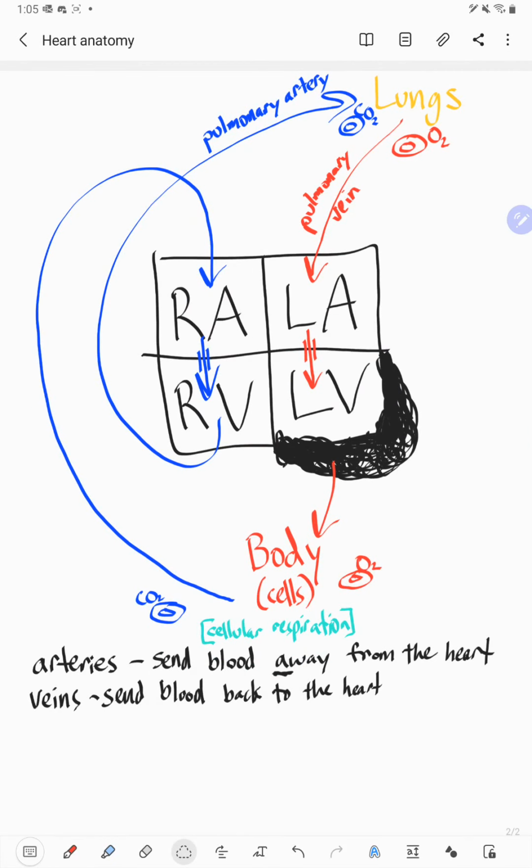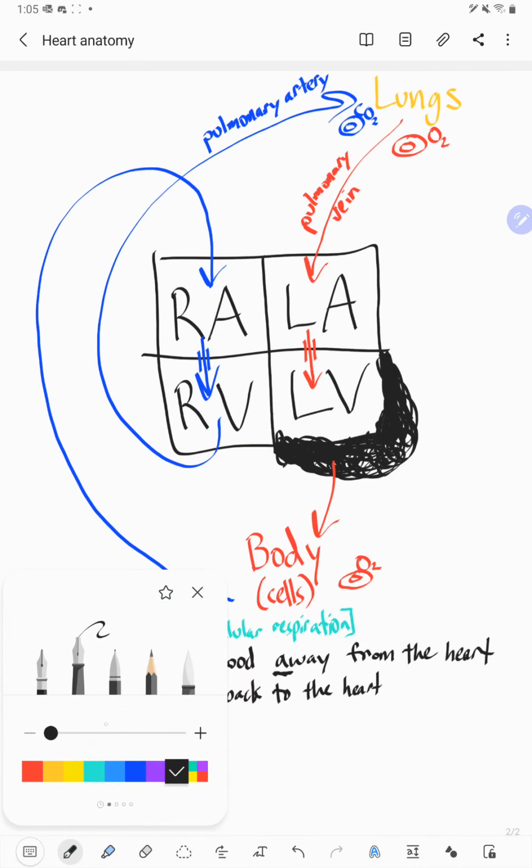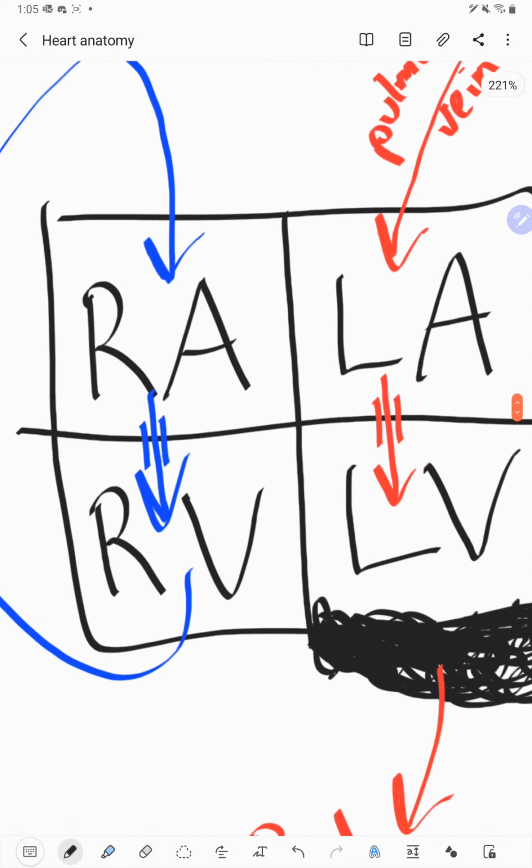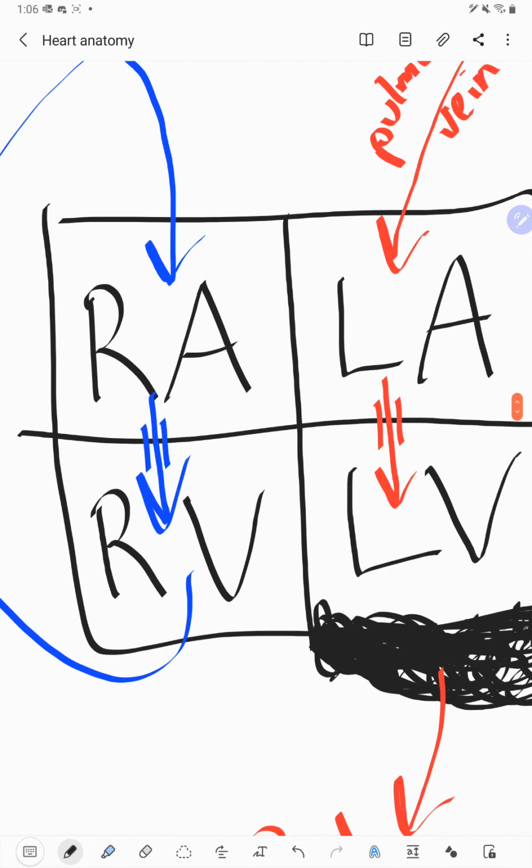All right, so a couple more things that I want to point out here. First of all, I'm going to label a couple of things so that we don't forget, because these are important. So let's zoom in. We're going to remember that RA stands for the right atrium.